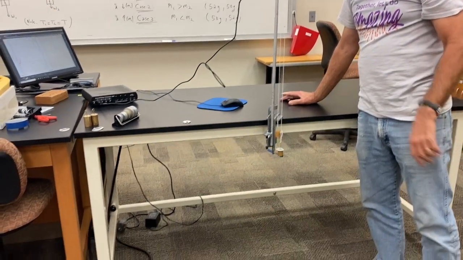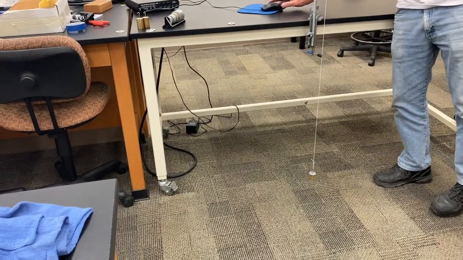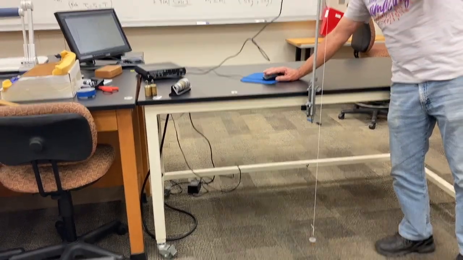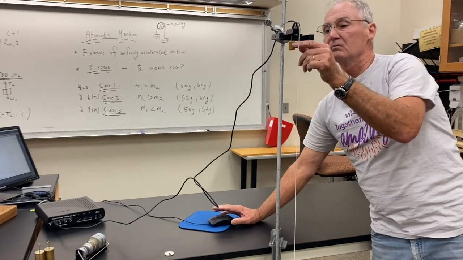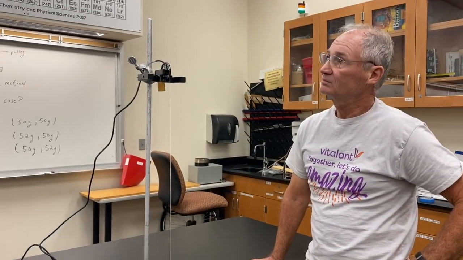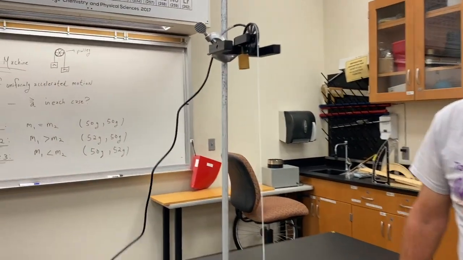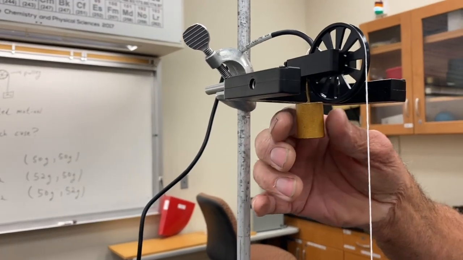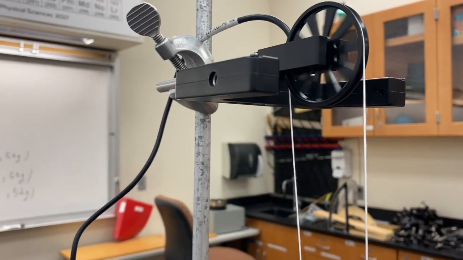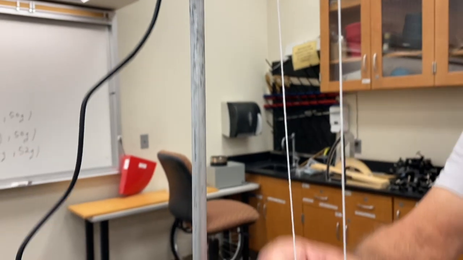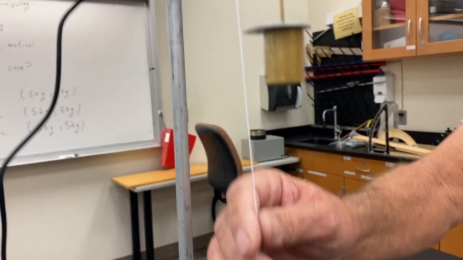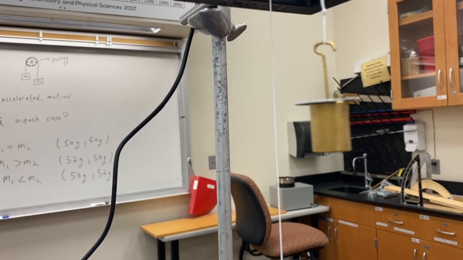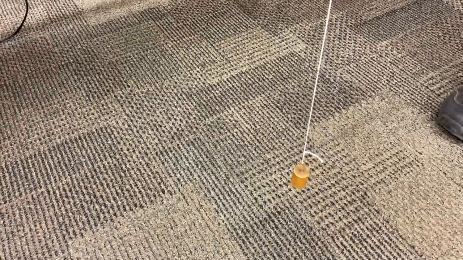As your intuition would tell you, you would have more weight, so it should accelerate in the direction of the 52-gram mass. Is that what's happening? Are we seeing that? Yes. Here we have our smart pulley, and it's going to measure our timing. And there we have it set up. That's our 52-gram mass. And that is our 50-gram mass.